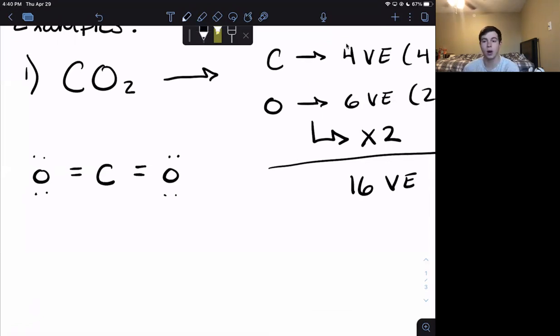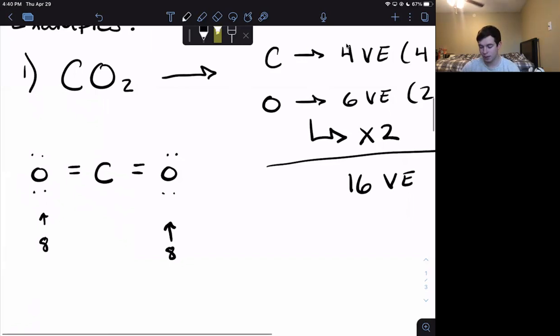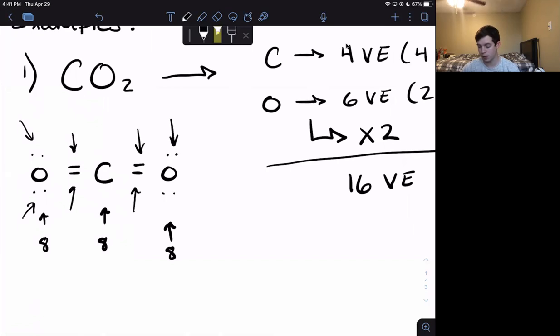So now let's count. So carbon has 4 bonds, which is 8 electrons. Oxygen on the left has 2 lone pairs, so 4 electrons plus 2 bonds, that's another 4, so that's 8. The oxygen on the other side is the same, so that's also 8. And we already said that carbon has 8, so we have the full octets. We have 2, 4, 6, 8, 10, 12, 14, 16. So we have the right number of valence electrons. Everything has an octet. We've checked our work and we're good to go.